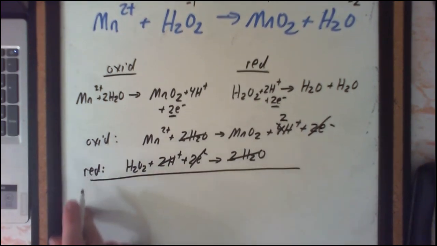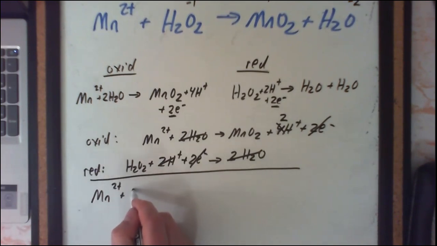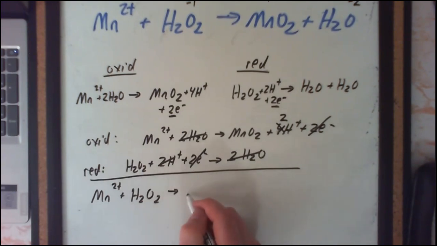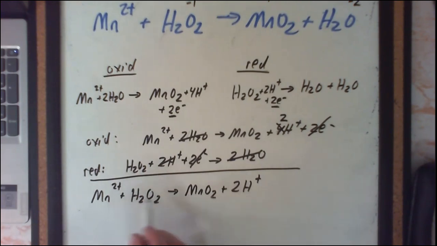So my process so far would be Mn2+ plus H2O2 produces MnO2 plus 2 hydrogen ions. So this would be my answer if this were done in an acidic solution, because it is mass balanced and it's also charge balanced. But this is not an acidic solution, it's a basic solution.